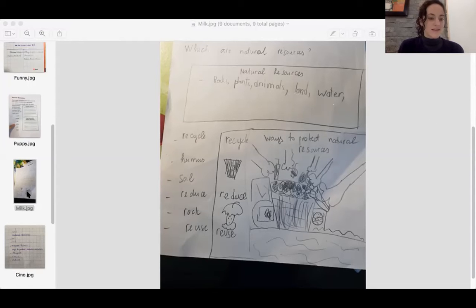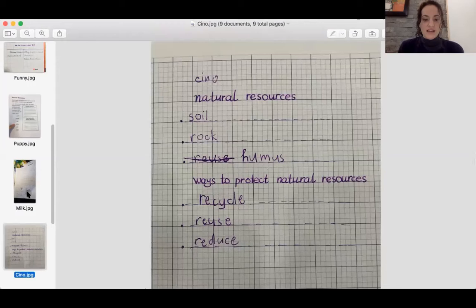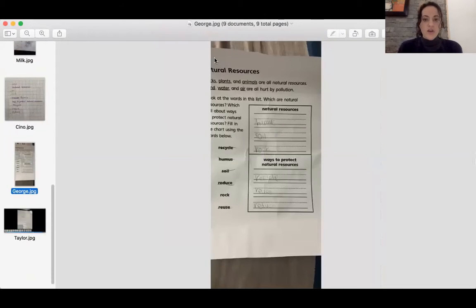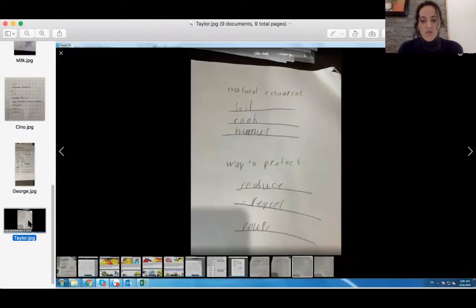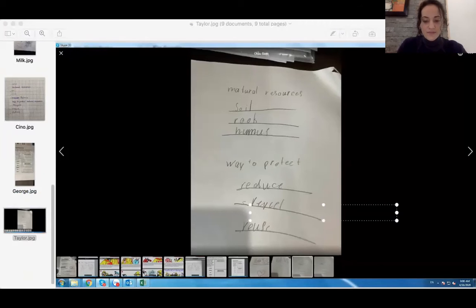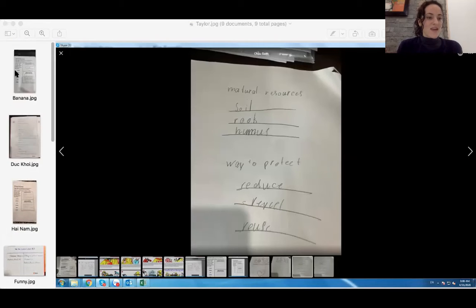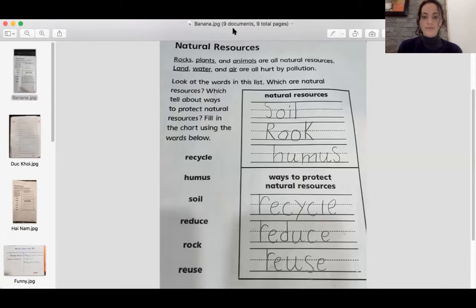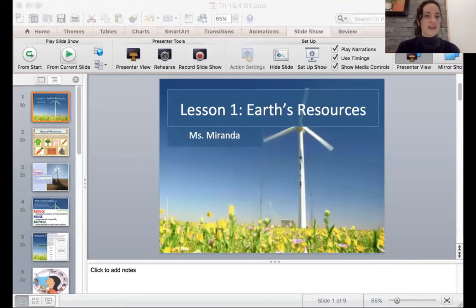Very nice. All right, we also have one from Sino. Sino, very good. Great handwriting. Here's George's homework. Very well done, George. All correct. And Taylor's homework. Very good, Taylor. Just one spelling mistake right here. Recycle. Make sure you don't work too quickly, okay? L-E instead of E-L. Very nice. All right, thank you everyone who did their homework. I appreciate it, and I can see how much you guys understand it, which I really like.